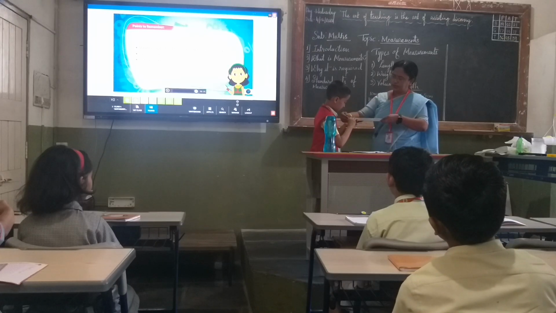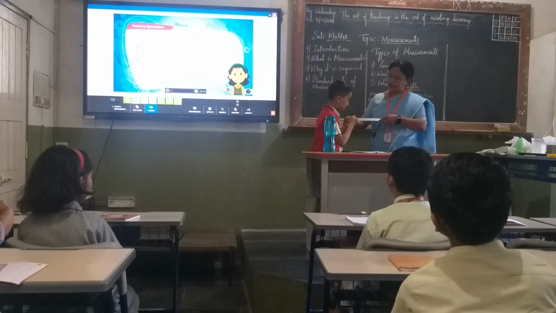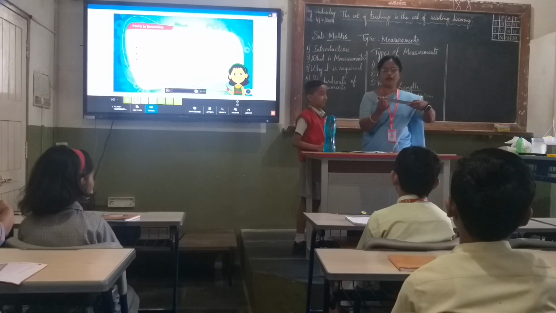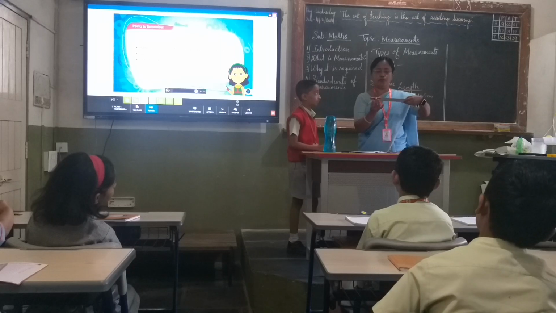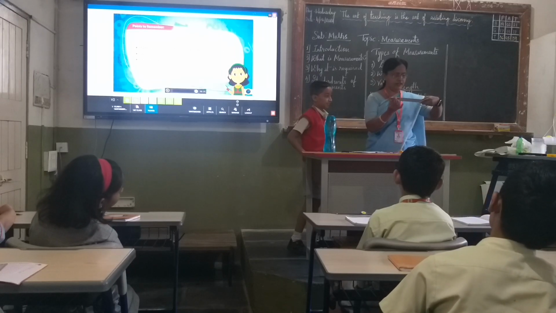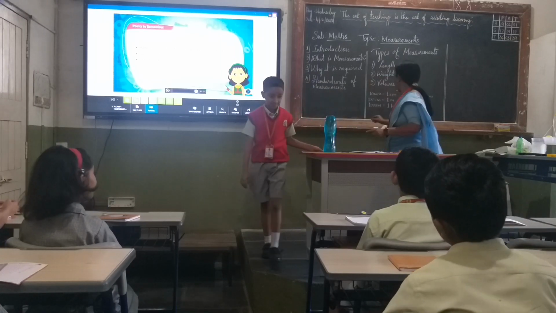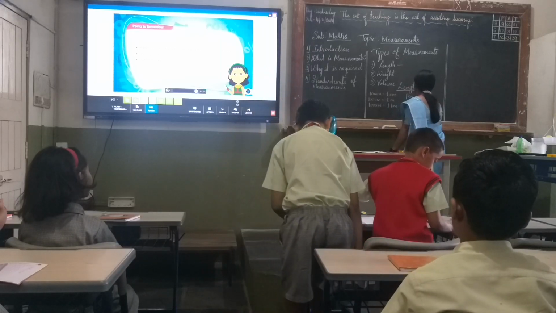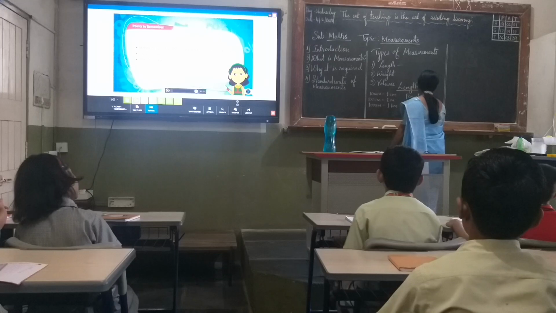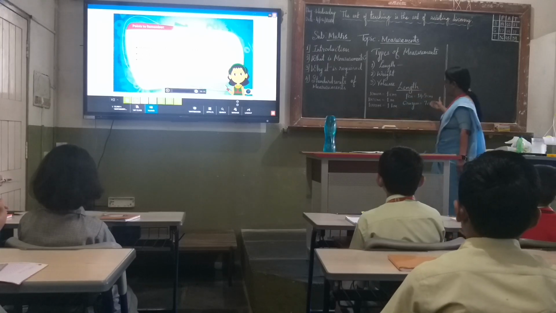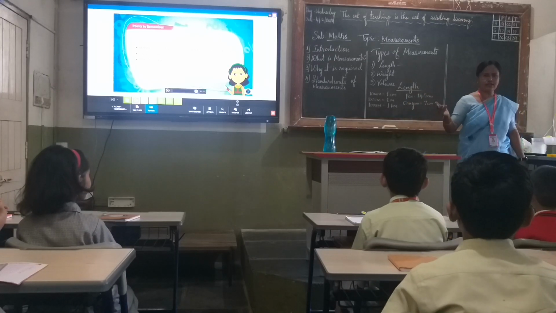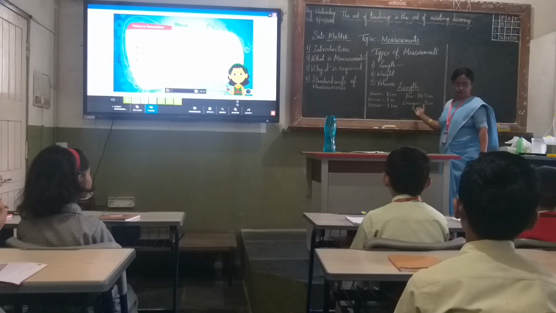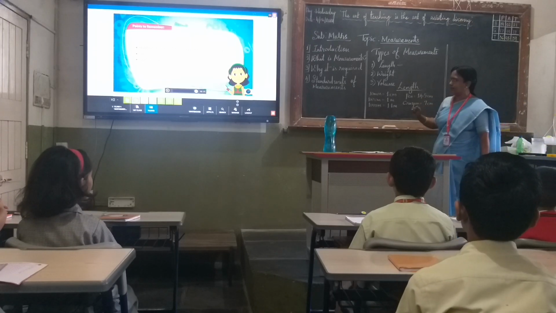So how to measure it? How much is it? 7 centimeters. Where is it kept? It is kept at the 0 mark and it is at the tip of the pencil. You see, it is at 7 centimeters. The crayon measures how much? 7 centimeters. Can you find the difference in the length of the pen and crayon? By this measurement you can compare and tell. The pen has a longer length compared to the crayon, isn't it?